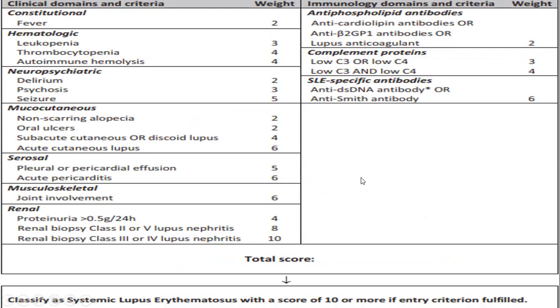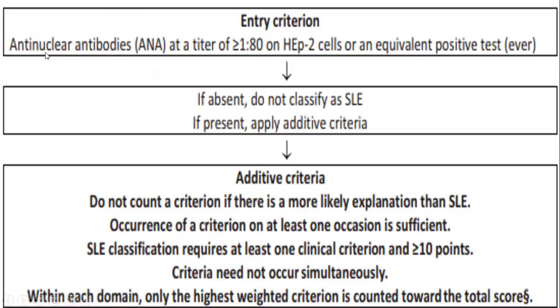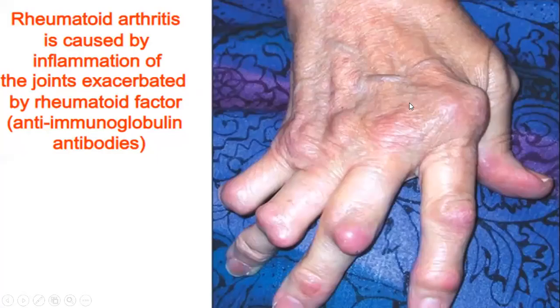So again, we classify the patient as having SLE with a score of 10 or more if the entry criterion is fulfilled. So what's the entry criterion? Anti-nuclear antibodies titer of 1:80 or more.